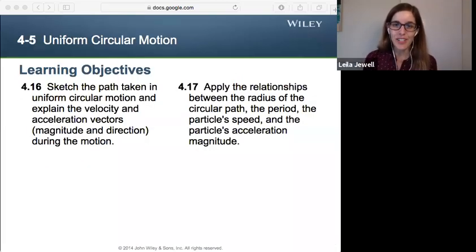Section 4.5, uniform circular motion. This is our last section of the chapter, and it's when things aren't just traveling in a straight or even a simple parabolic line, but once you get going in a circle, you can get kind of wound up. So let's take a look, because things change just a bit.